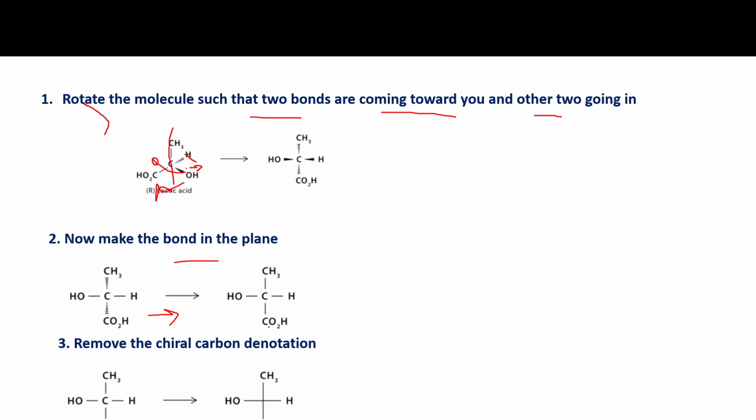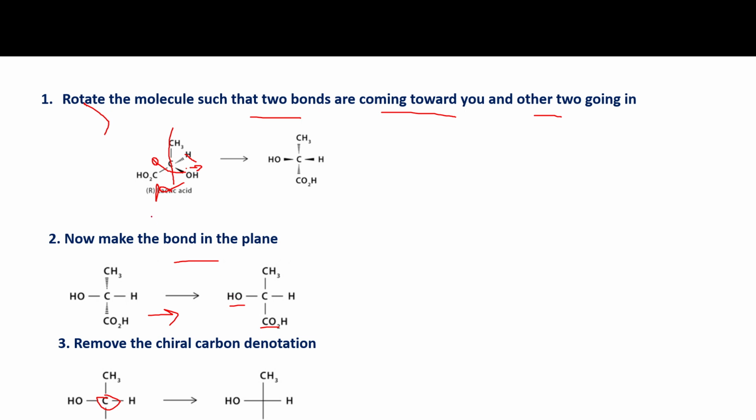Now you have to make this in the plane. So your methyl will be up, C double H below, and your OH will be on the left side. Now remove the chiral center. So now you have to remove the chiral carbon, and this will be your Fischer projection.